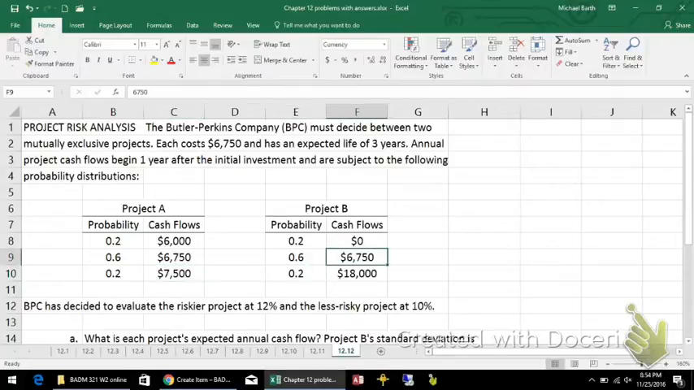Project B, on the other hand, has a 20% chance of zero and a 20% chance you'll hit a home run with it. So Project B is obviously more risky than Project A. Intuitively, here it's plus or minus $750, and here it's plus or minus $6,000 to $12,000. So the riskier project has a 12% rate, the less risky project, 10%.